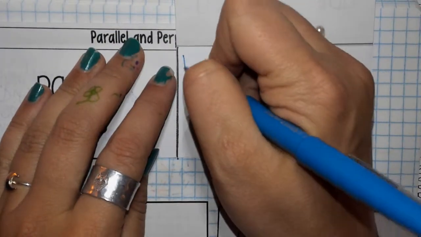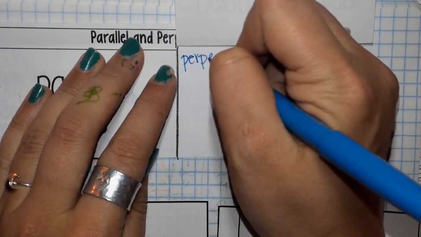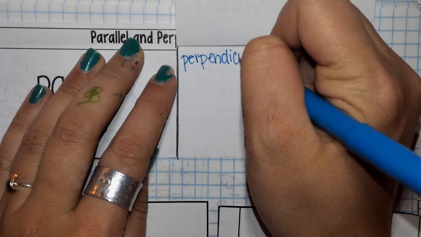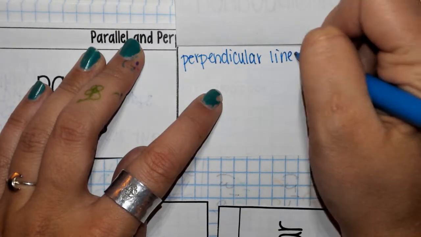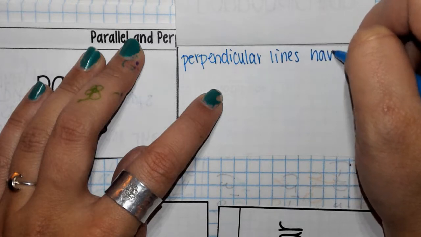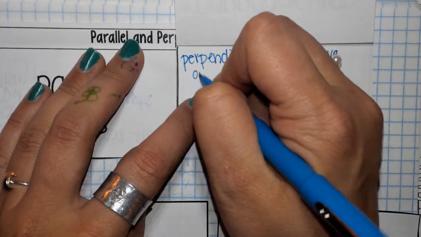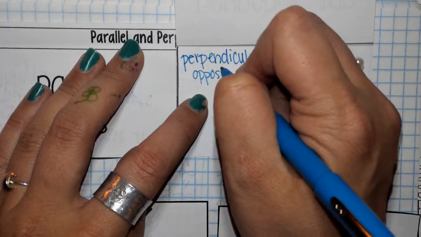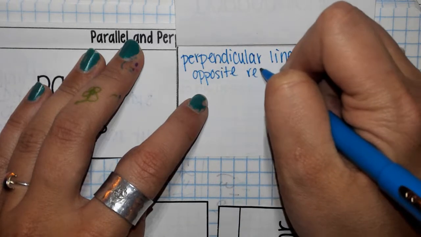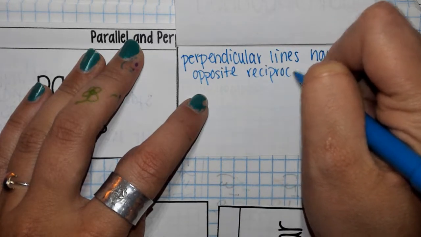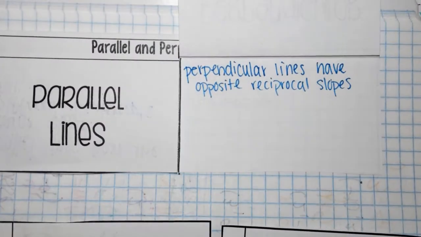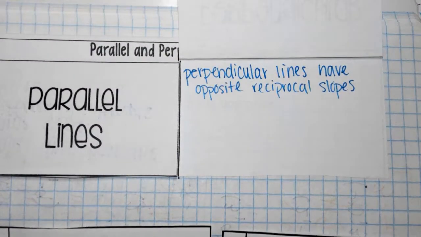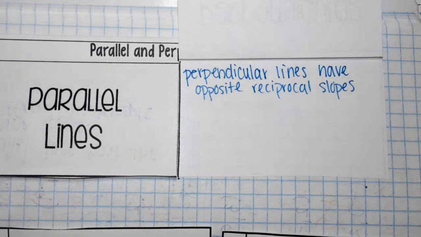All right, so perpendicular lines have opposite reciprocal slopes. Do I need to zoom in?